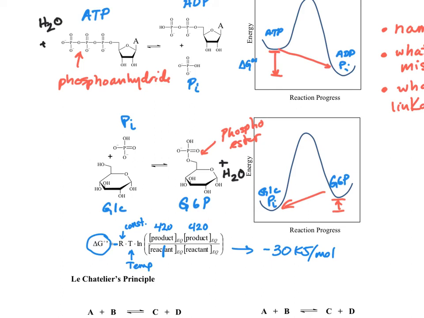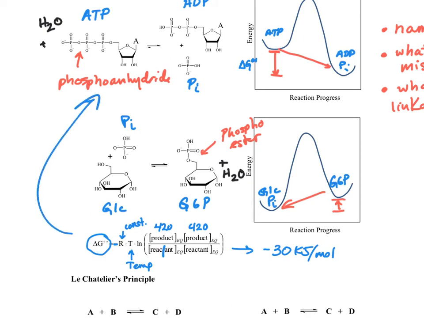And what that means is the negative means it's downhill. It favors the forward direction in general. And the 30 means it's a pretty big downhill. It's a large change in free energy that pushes us forward. That's for this reaction up there.